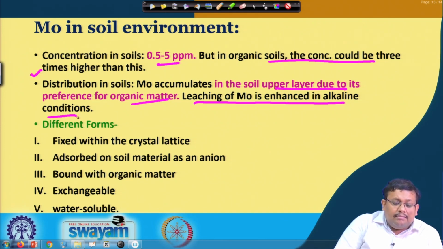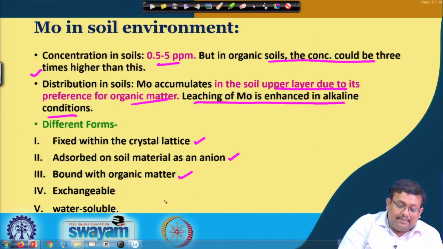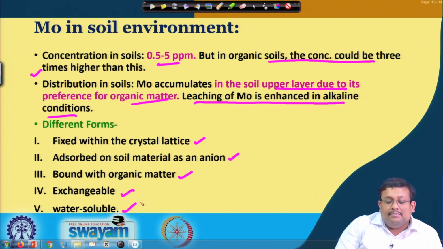So molybdenum gets leached in alkaline soils. If we consider the different forms of molybdenum in the soil environment, first it is fixed within the crystal lattice. Secondly, it is adsorbed on soil material as an anion, and then bound with organic matter, exchangeable and water soluble. So, these are the 5 major forms of molybdenum present in the soil environment.